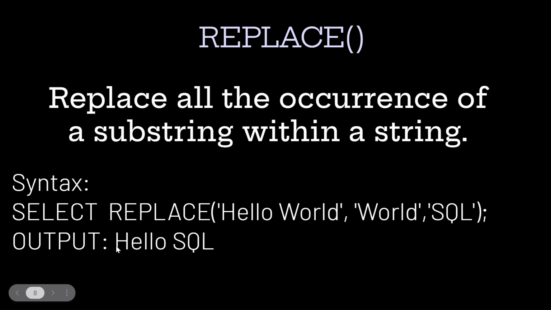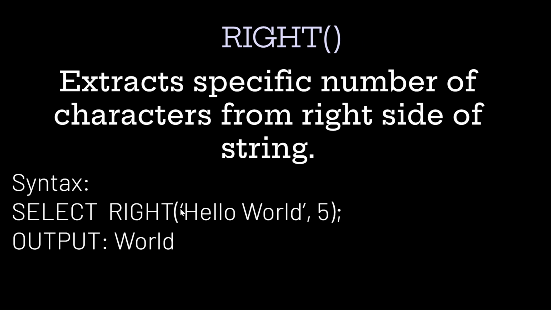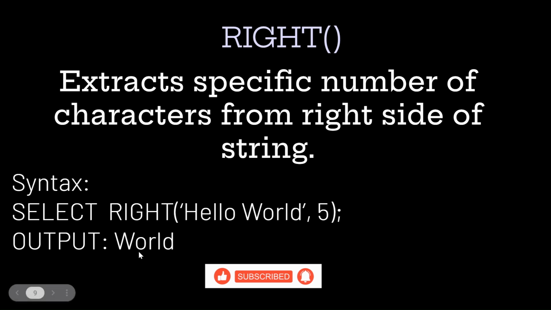If you have not understood yet, we will jump to the SQL server. Let's wait for a few minutes. Next is the RIGHT function. What RIGHT does is it extracts a specific number of characters from the right side of a string. The syntax is SELECT RIGHT('hello world', 5). It will extract the total 5 characters from the right end. World has 5 characters, so the output will be world, because it starts from the right-hand side.